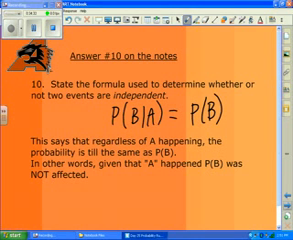Okay, so here's number 10 of your notes. Write that down really quickly. Here is a test for independence. Okay? Probability of B happening given A would just be the probability of B, because if they are truly independent, then the fact that you are female or whatever should have no bearing. This says that regardless of A happening, the probability is still the same for probability B. In other words, given that A happened, it's not affected.